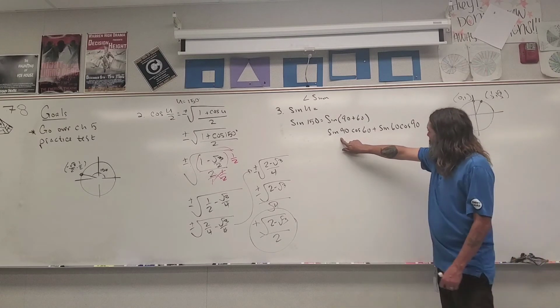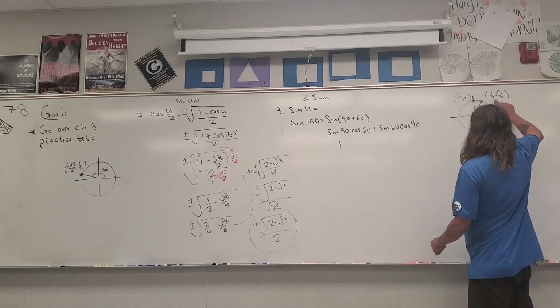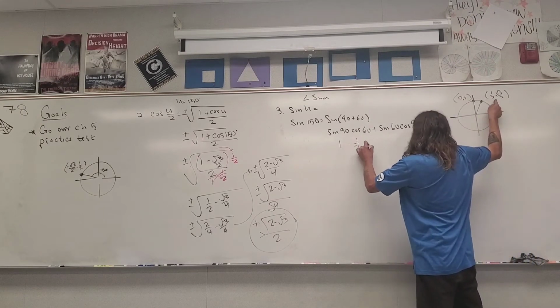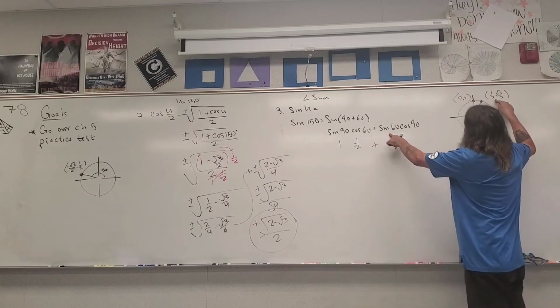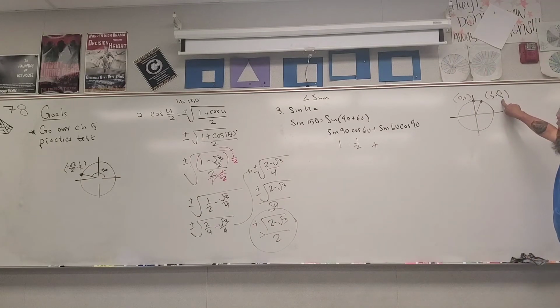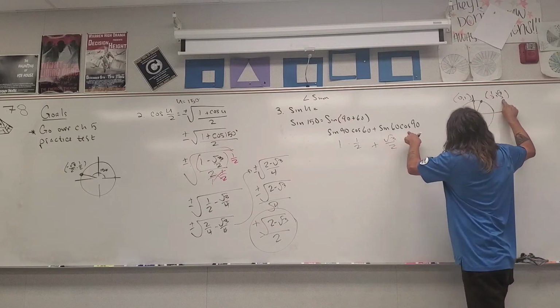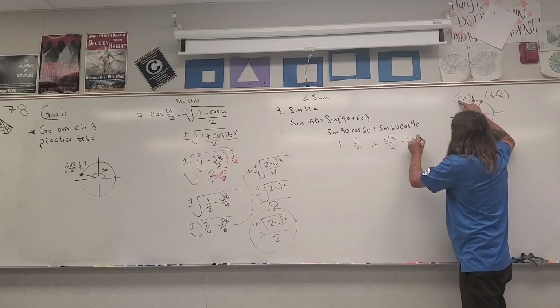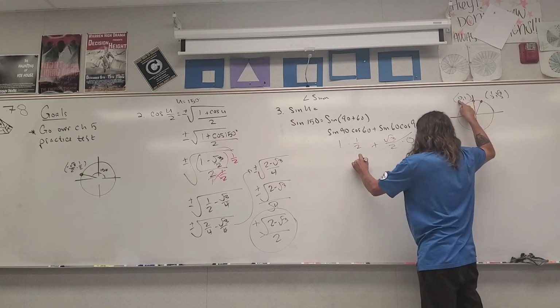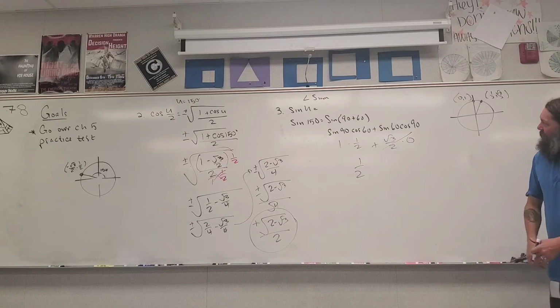So this is saying the y-coordinate at 90 degrees is 1. The x-coordinate at 60 degrees is 1/2. Plus the sine, the y-coordinate at 60 degrees is square root of 3 over 2, times the x-coordinate at 90 degrees, that's 0. Guess what? That goes away. 1 times 1/2, that's 1/2. And we're done. That one was kind of easy.